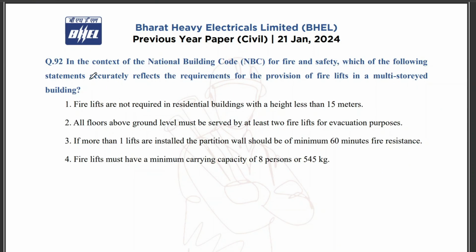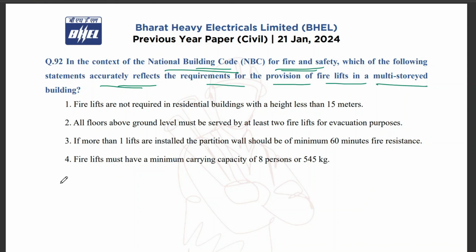Question number 92. In the context of the National Building Code, NBC, of fire and safety, which of the following statements accurately reflects the requirements for provision of fire lifts in multi-storey buildings? So according to NBC, it has 4 key requirements for fire lifts. First one is a minimum capacity of 8 persons or 544 kg.